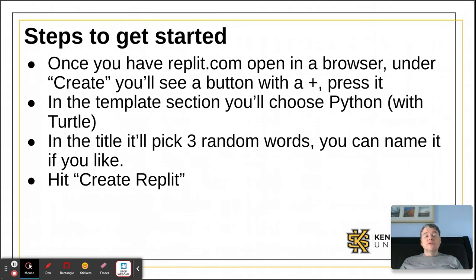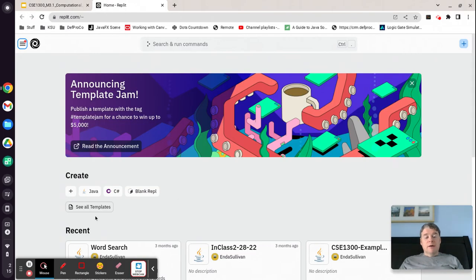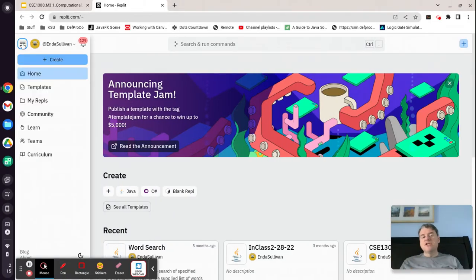All right, so once you've gotten into Replit, you've gotten logged in, and you're at that main screen, the way that you make your first Replit is you hit the plus sign. All right, so if we go back over to our browser window here, the plus sign that I'm talking about is right down here under Create. And since this sometimes moves around because the interface changes every now and again, you can also get to it by pressing that little menu over here on the left and then hitting the Create button up on top.